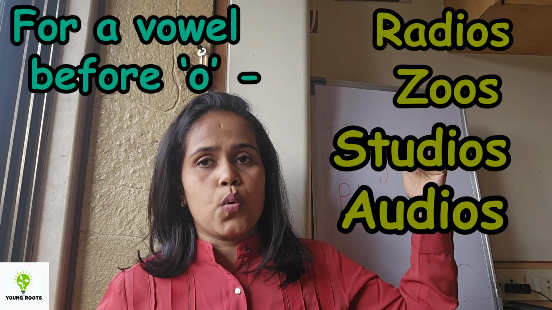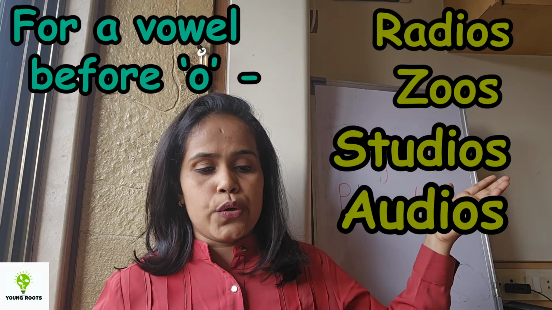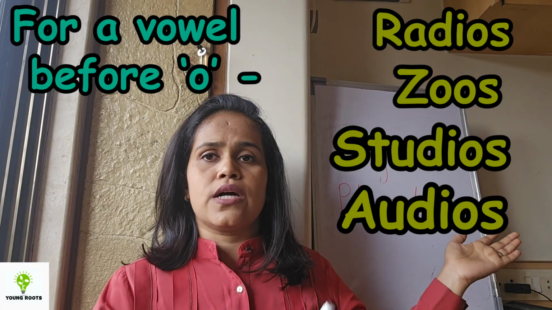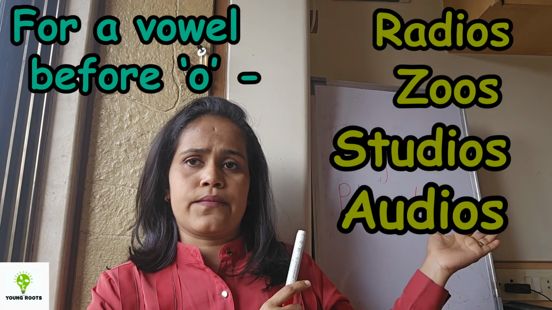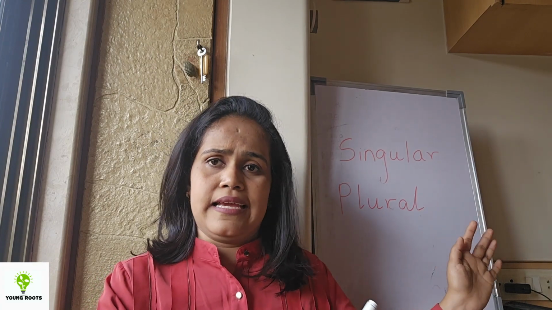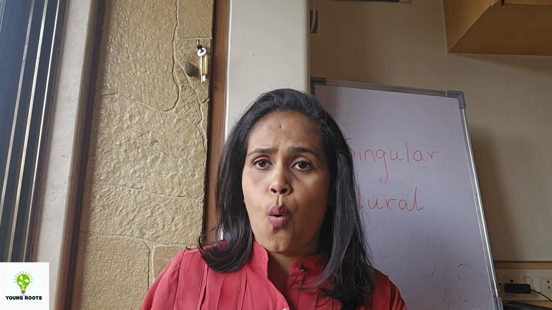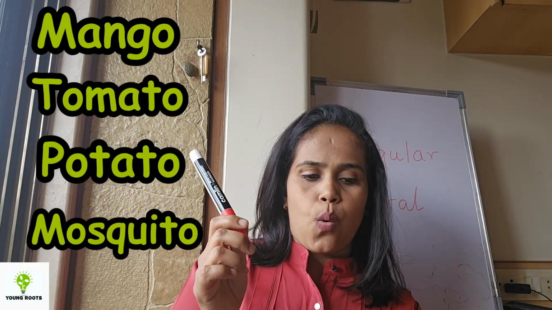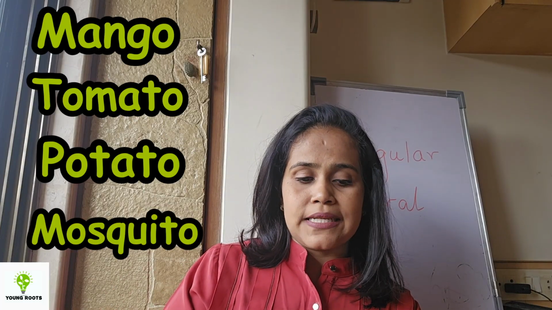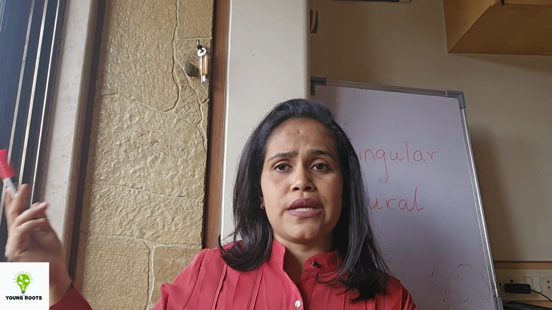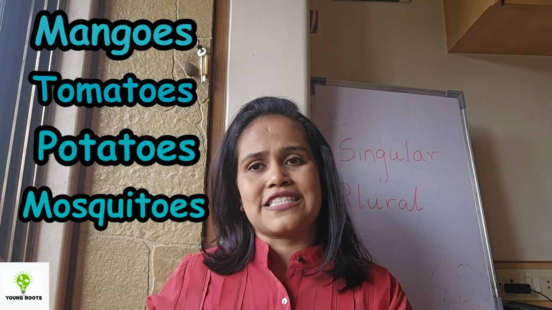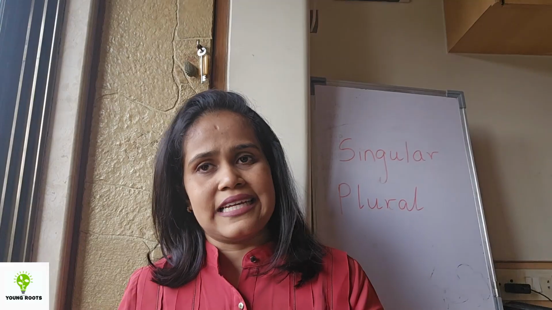See, you can see the list over here. It is radio, zoo, studio and audio. So you're just simply adding an S. But when there is a consonant before the O, you add ES. So here are the words: mango, tomato, potato and mosquito. And when you make it plural, tomatoes, mangoes, mosquitoes, you add an ES to it.